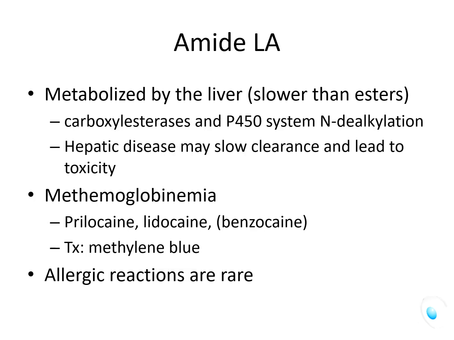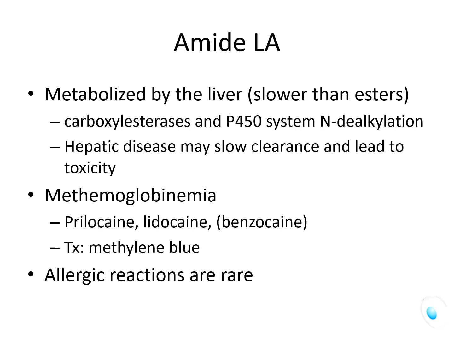The amide local anesthetics are metabolized by the liver, and they're metabolized slower than esters are by the pseudocholinesterases. The way they're metabolized in the liver is by carboxylesterases, the P450 system, and N-dealkylation. Sorry, hard word to say. Things to keep in mind here is that hepatic disease may slow the clearance and thus lead to toxicity.